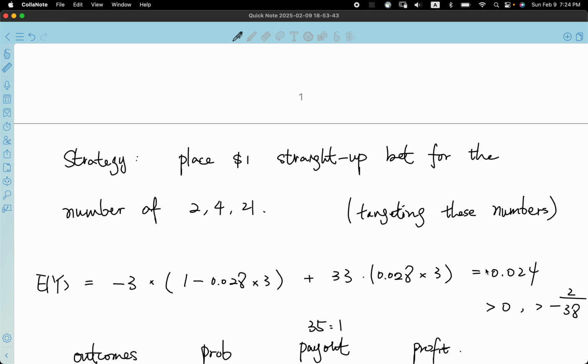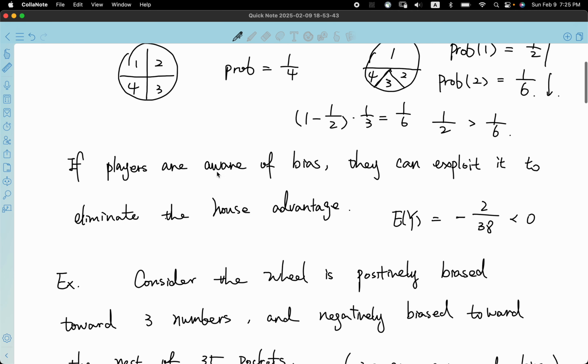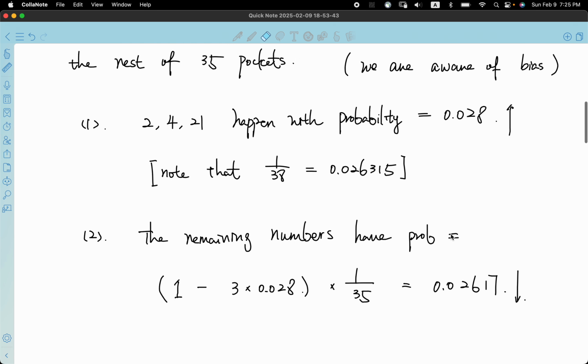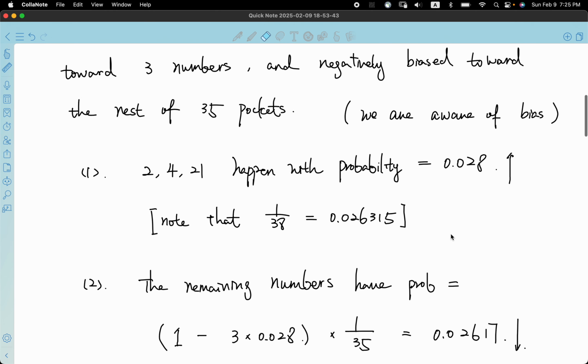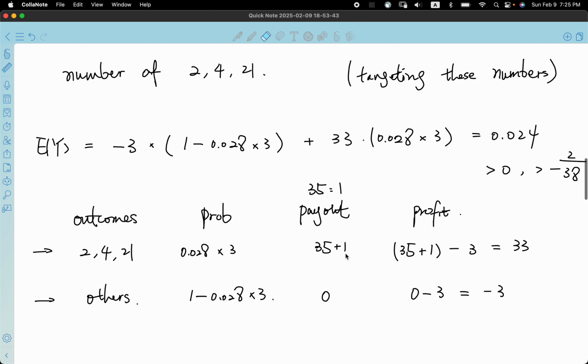So that confirms our comments here. If we are aware of the bias, then we can exploit it. This part is referring to that we apply the strategy. If we apply the strategy that targets those particular numbers with the bias, then we are able to eliminate the house advantage, or in other words, we are able to make a profit from the casino. Okay, so that would be the conclusion for this particular example.